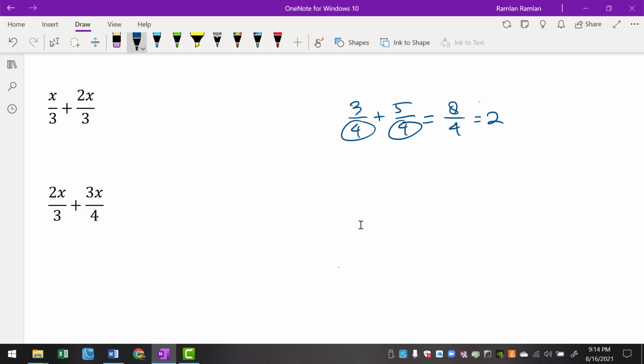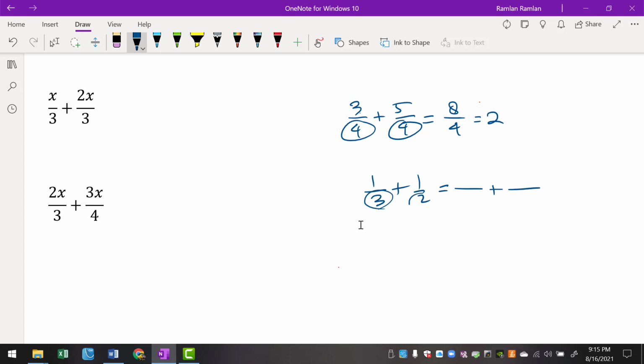But if I have different denominators, let's say I have 1 over 3 plus 1 over 2, this cannot be added straight across like this to get 2 over 5. No, you can't do this because it doesn't have the same denominator. So what you do is you can do it like this, guys.